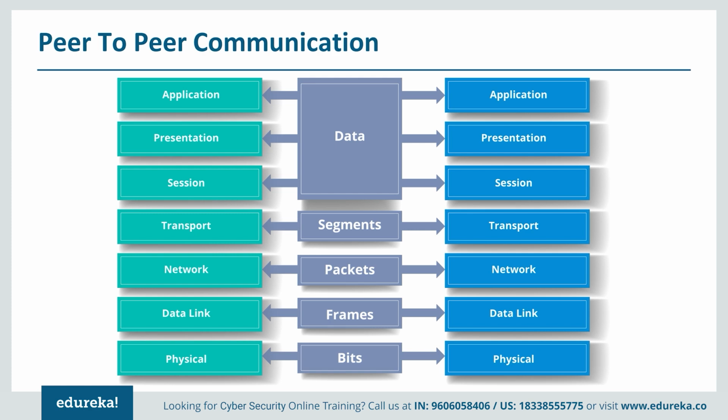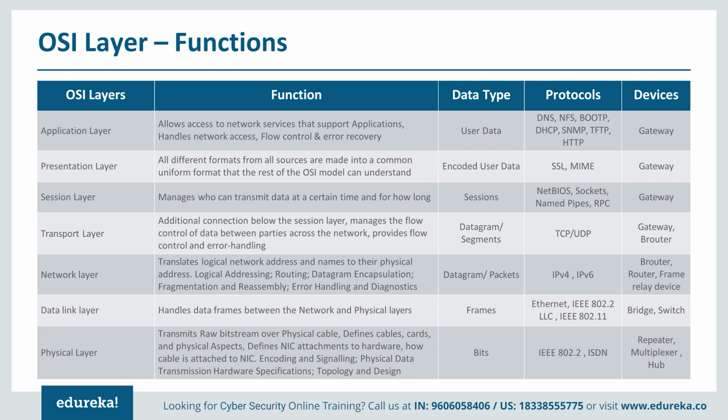When we see the TCP/IP model, the top three layers, the session, presentation, and application layers, will be combined as one. This slide tells you what protocols are available and what type of devices you can connect to the network. The application layer is usually used for applications where the user tries to connect to the network. The protocols used are DNS (Domain Name System), NFS, BOOTP, DHCP, SNMP, TFTP, and HTTP.